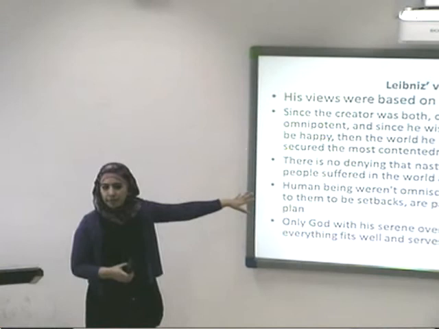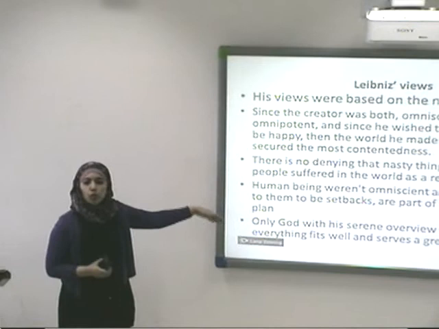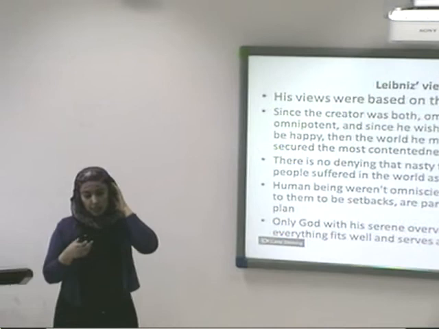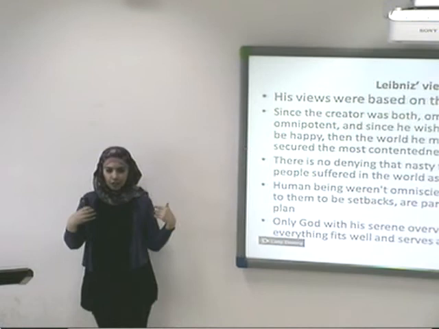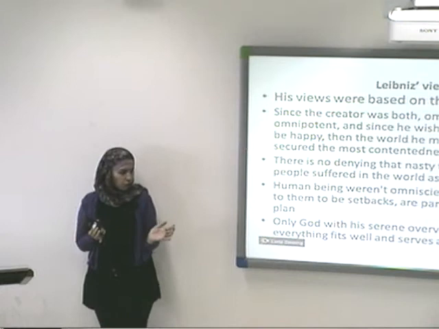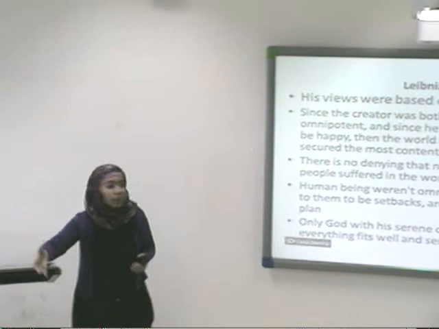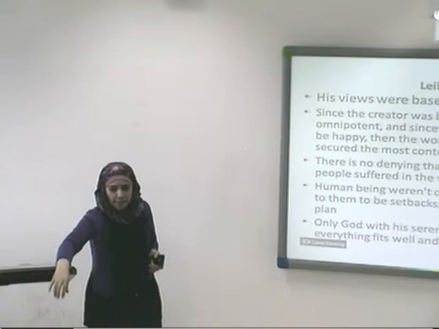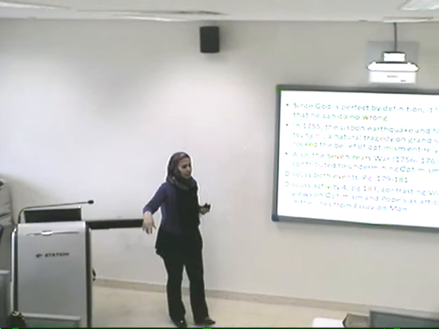Okay? And who knows that grand universal plan? Who sets it? Who knows it? Who's the all-knowing? God. Only God, with his serene overview, has the ability to see the wider picture. He's out of the frame of his creatures, and he can see how everything fits well and serves a greater good. And since God is perfect by nature and by definition, it follows that he cannot do wrong.